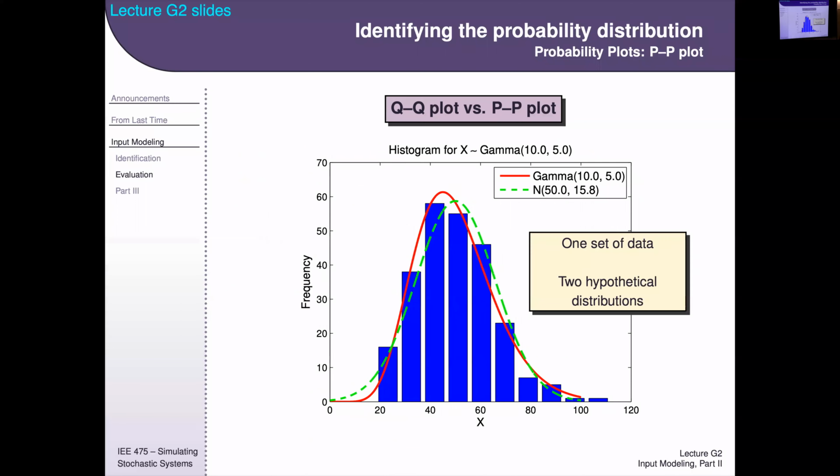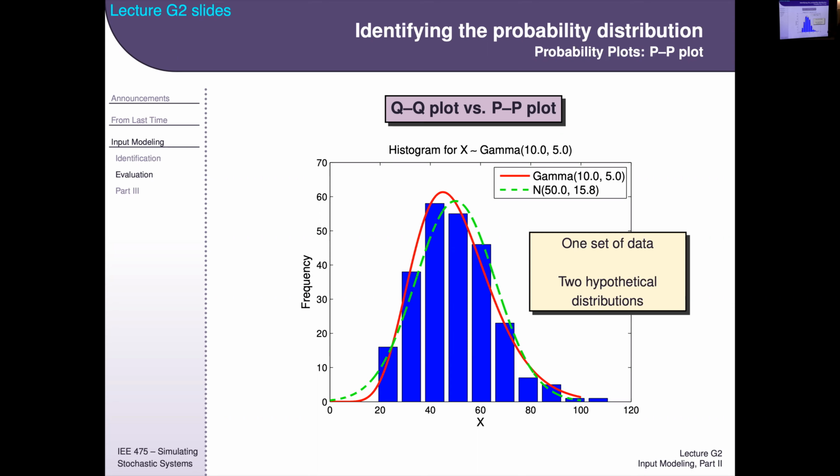And so as a motivating example here, here's a histogram. These are data that I drew from a gamma distribution with these two parameters, 10 and 5. That's the blue one here. The red solid line is that gamma distribution. The green hashed line is a normal distribution with a mean of 50 and a standard deviation of 15.8.